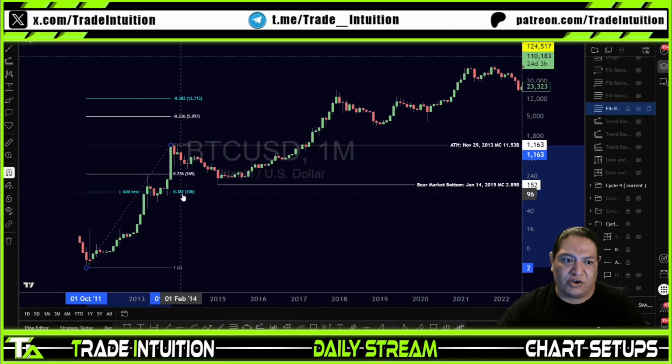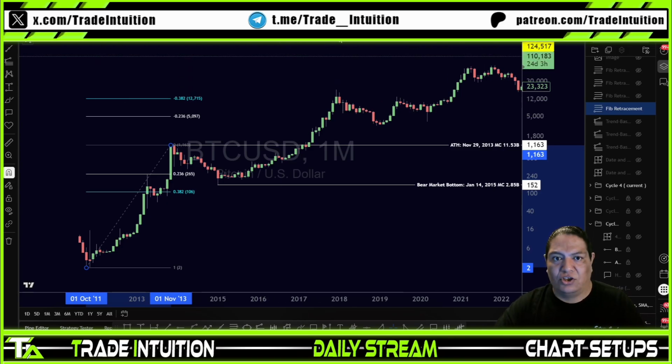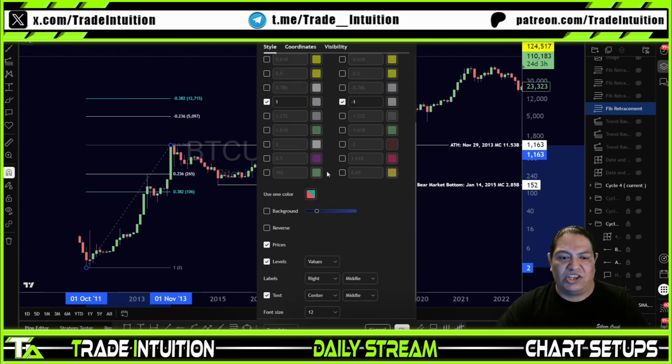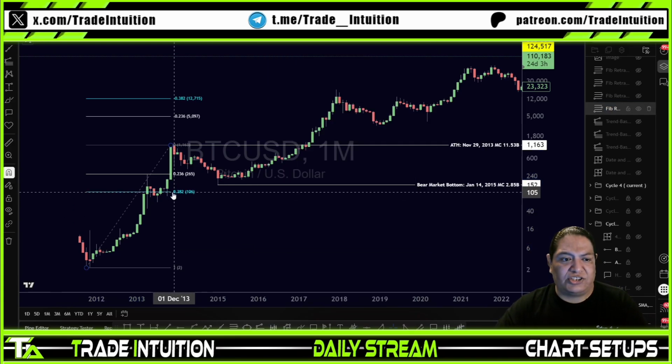In case you're going to try to replicate this, once you're doing your fib retracement, you want to go into your settings and you want to come down here and put fib levels based on log scale. Very important. Again, because this is according to the log scale. If you do not have this checked, you're going to get a completely different outcome. So you must have the fib levels based on log scale if you are on a log chart. So make sure that's checked, click OK. And the 382 is right here.